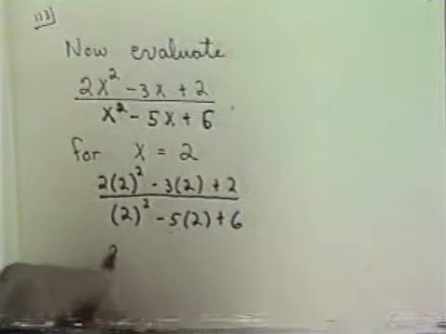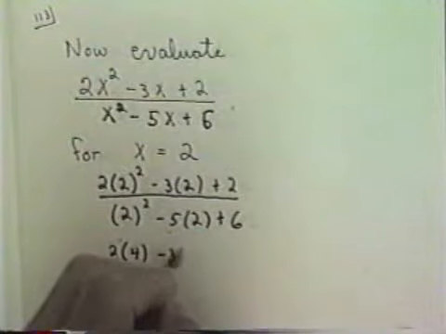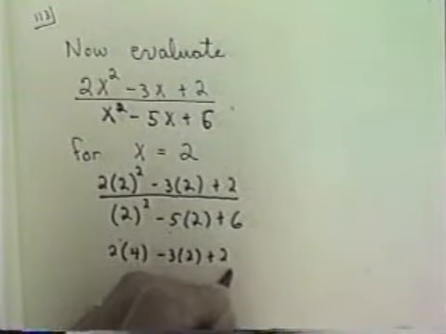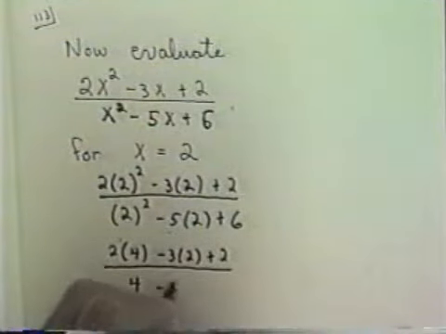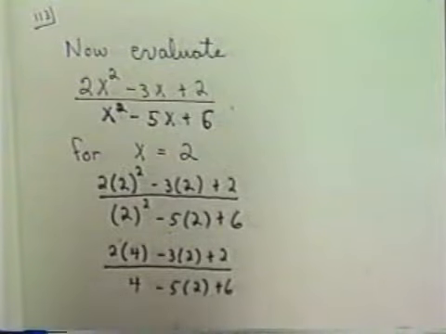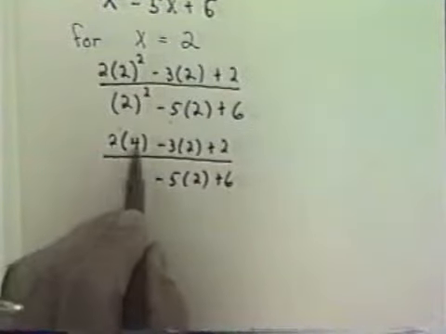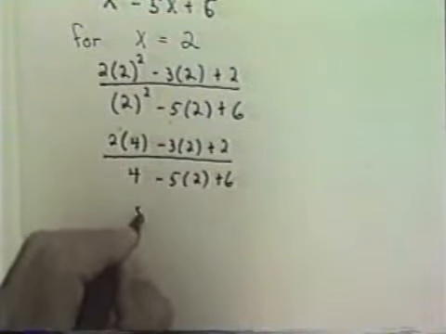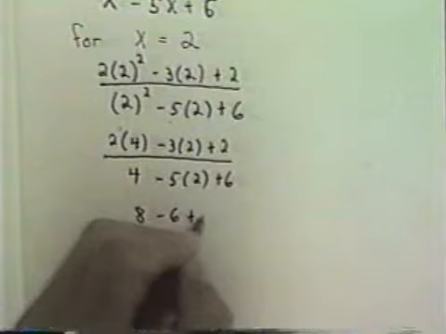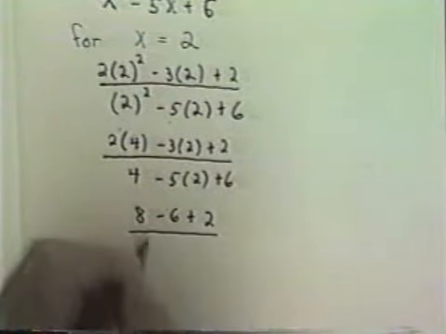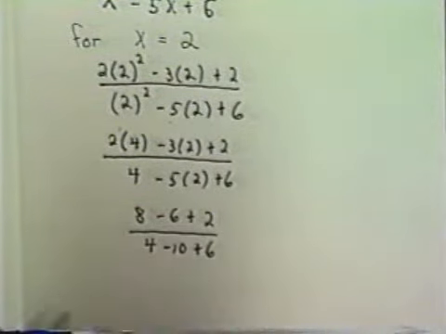Doing my exponents, I have 2 times 2 squared, which is 4, minus 3 times 2 plus 2 over 2 squared is 4, minus 5 times 2 plus 6. Now I'm going to do my multiplying. 2 times 4 is 8. Negative 3 times 2 is minus 6 plus 2 over 4. Negative 5 times 2 is negative 10 plus 6.